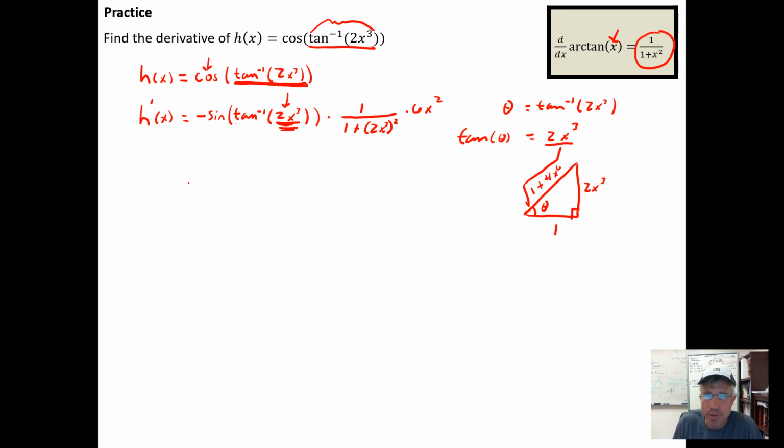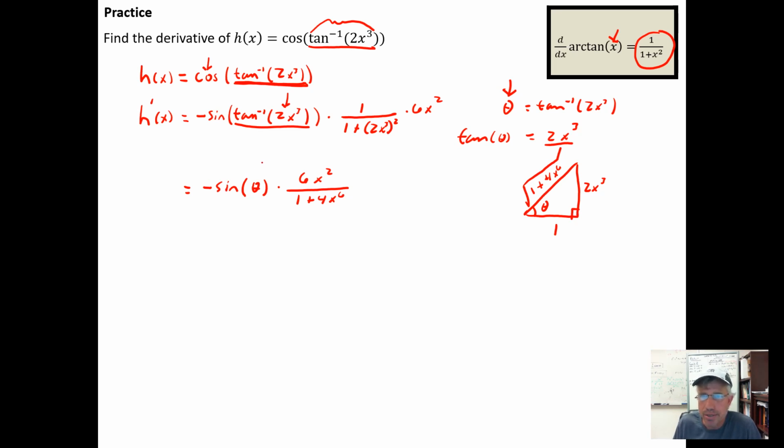And then we need to start simplifying. So this is minus the sine. And what I want to realize is that this tangent inverse that's inside the sine function is just an angle. And I gave that angle a name right here. I said, let the tangent inverse of 2x cubed be called theta. So I'm really taking the sine of theta times, start simplifying here. I'm going to get 6x squared over 1 plus 2x cubed squared, which is going to give me 4x to the 6th.